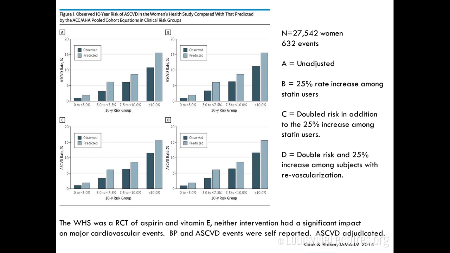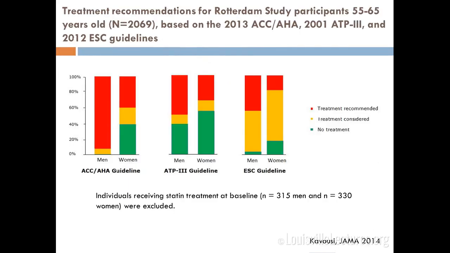And then they said, well, maybe those patients that are getting started on their statins because they're at higher risk, their physicians know that, it's not captured. So they took their calculated risk, they doubled it, and then they added 25%. Still didn't quite make it. And then they did the same thing for revascularization and still weren't able to explain all the overestimation.